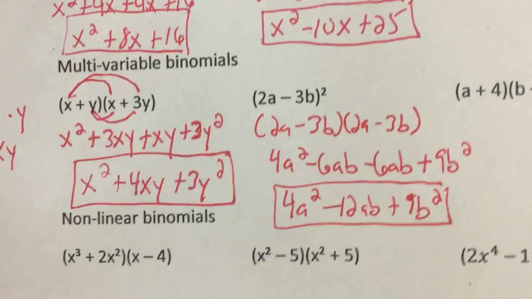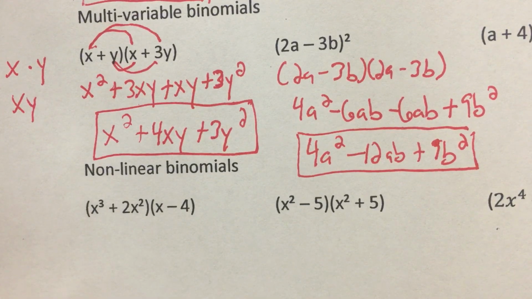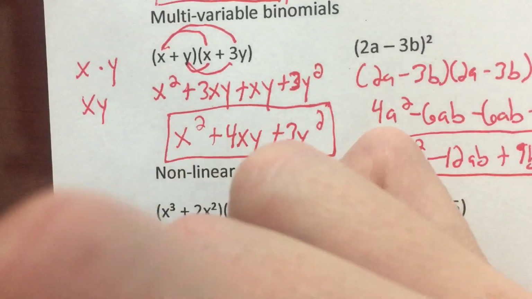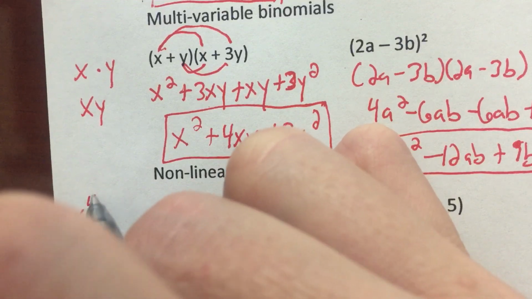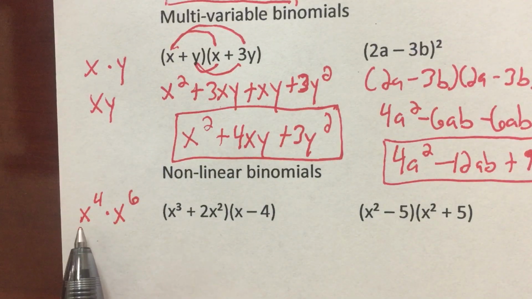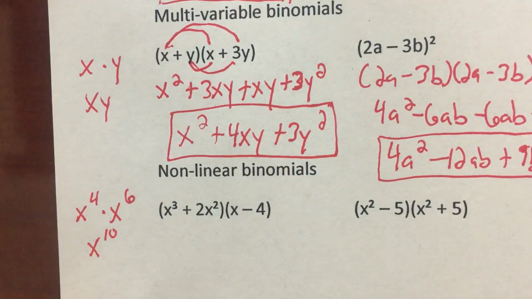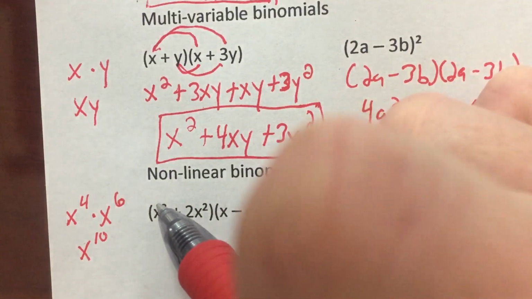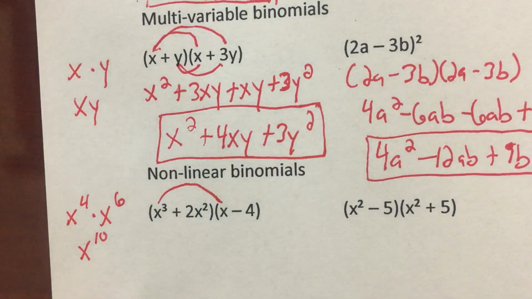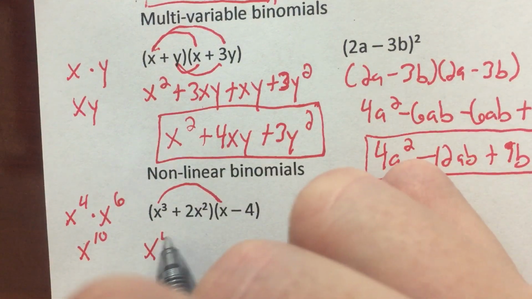All right. Moving on down, nonlinear binomials. Anytime the x is to a power besides 1, always remember that when x's, or any letter for that matter, are multiplying each other, their exponents will add. So x to the 4th times x to the 6th would be x to the 10th, for instance. Over here, we have x to the 3rd times x to the 1st. The 3 and the 1 would make 4.